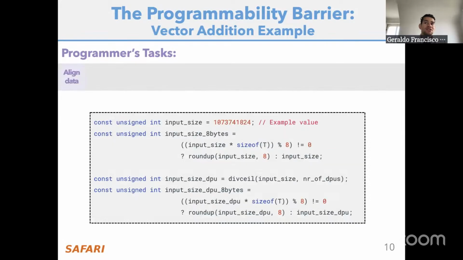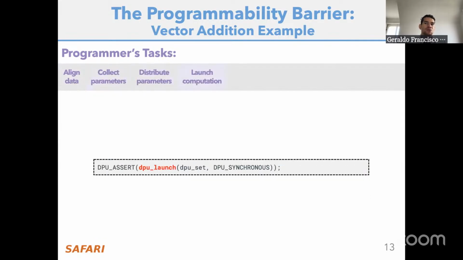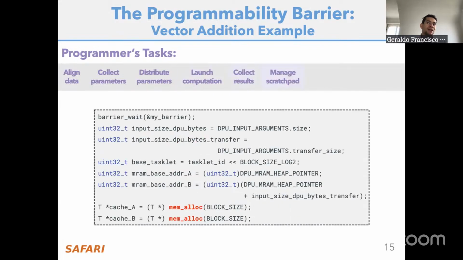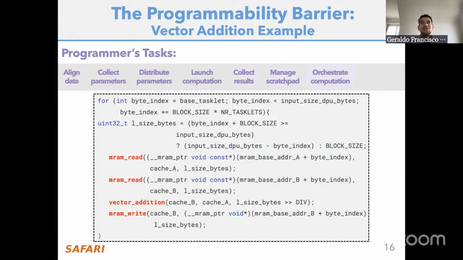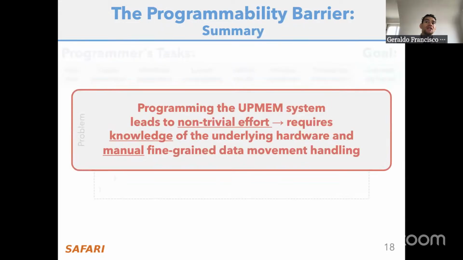So the programmer has several tasks that need to be translated into code, including data alignment within the processing-in-memory chip, collecting input parameters, distributing input parameters across the cores, launching the PIM computation, collecting PIM results, managing the PIM scratchpad memory, and orchestrating data movement and compute across the different cores. However, the programmer's main goal is just to perform a simple vector reduction operation, which requires a few lines of code. So we conclude that programming the PIM system leads to non-trivial effort from the programmer, since it requires knowledge of the underlying hardware and manual data movement handling.